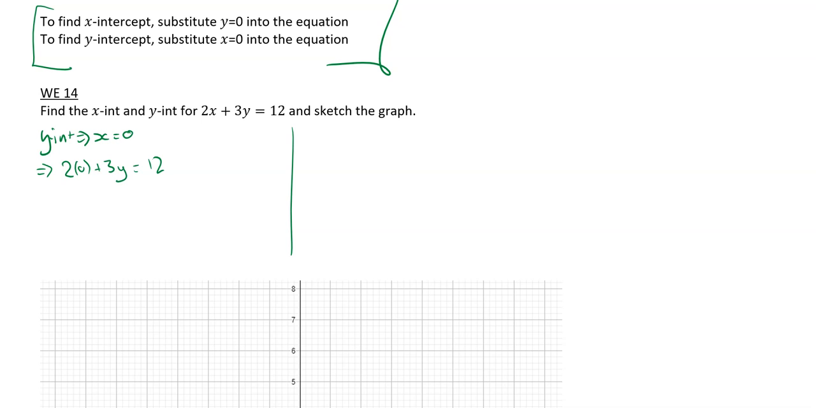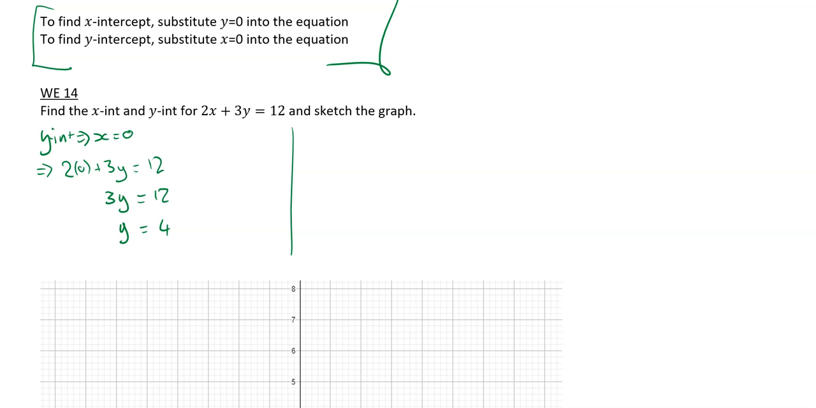What's the next line going to look like? What's that 2 times 0 going to go to? Yeah, 0, nothing. It's going to disappear. And then I've got 3y equals 12. How do I get y on its own? Divide both sides by 3. And so I get y equals 12 on 3, which is 4. Great. What does that tell me? Y-intercept is 4. Yeah, when x equals 0.